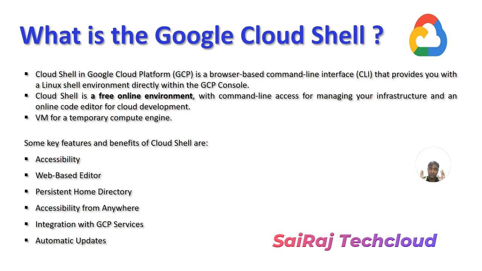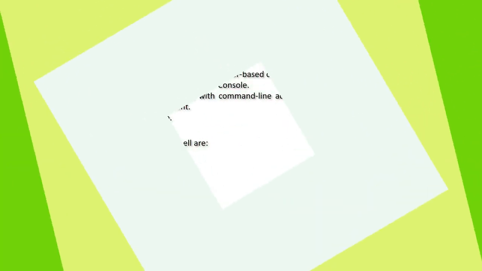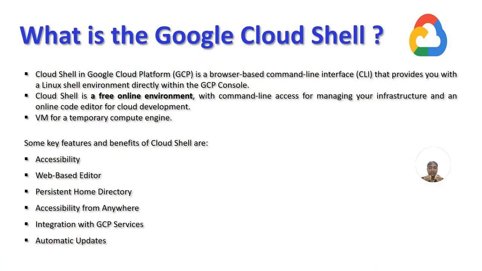You can use Cloud Shell to manage and interact with your GCP resources, deploy applications, configure networking and access logs and monitoring data. Guys, Cloud Shell is always up to date with the latest versions of the tools and utilities it includes. You do not need to worry about manually updating the command line tools on a local machine.